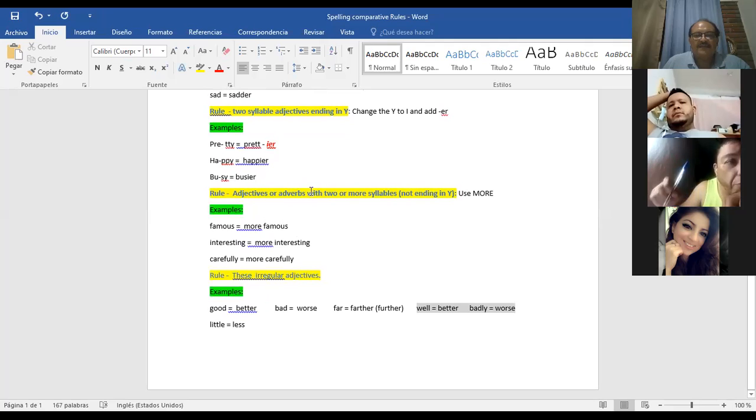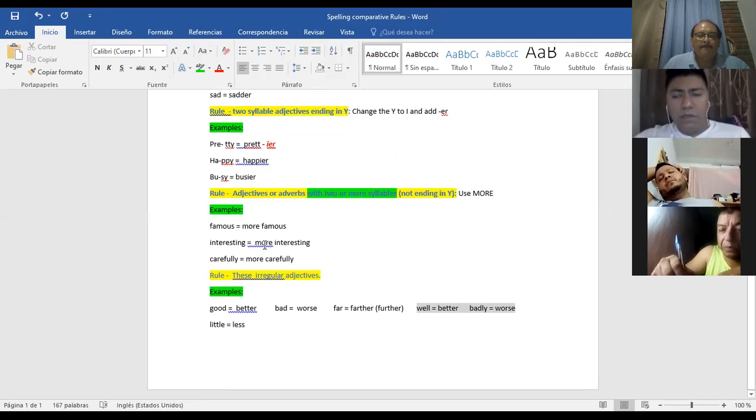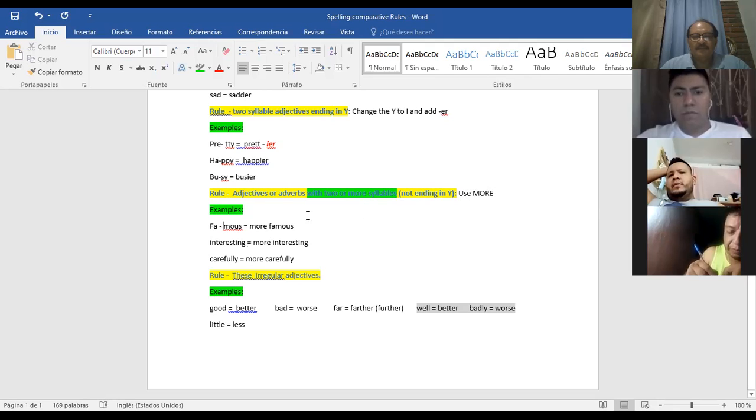Okay, the other one is the rule for adjectives or adverbs with two or more syllables. Teacher, excuse me. Yes. What is the rule for adjectives with two syllables but not ending in Y? That's the one we're going to see now, right? It says, for example, rule: adjectives or adverbs with two or more syllables, not ending in Y. Here we use more. For example, we have famous. Two syllables, famous. This one has three. Let me see, three, interesting, yes.